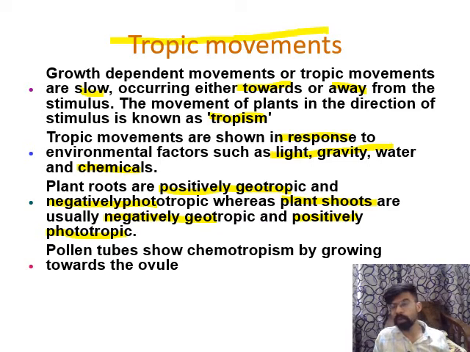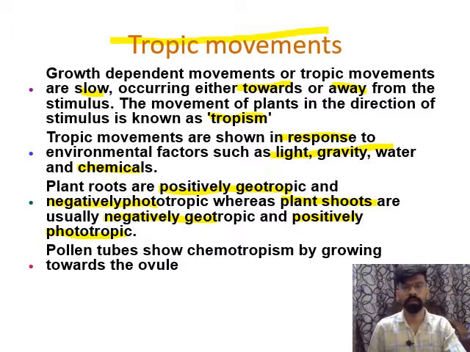Next example, pollen tube. You can see it in the sexual reproduction of flowering plants, or you just have to remember that the pollen tube is the tube that germinates on the flower, which transfers the male gametes to the female portion. The pollen tube topic will be discussed in detail when we cover the chapter reproduction in organisms.